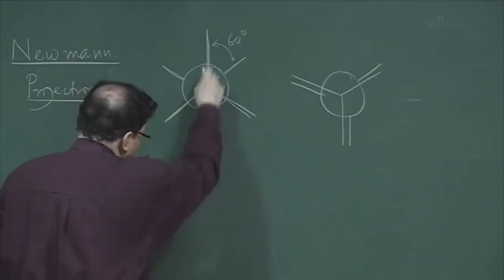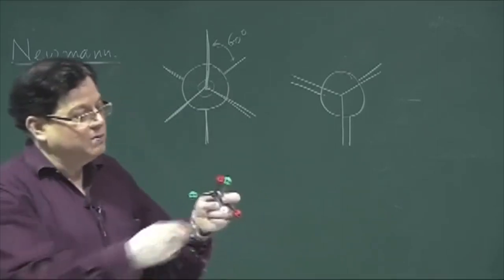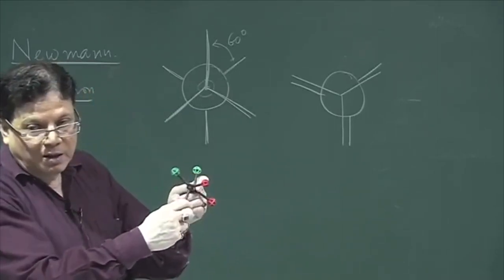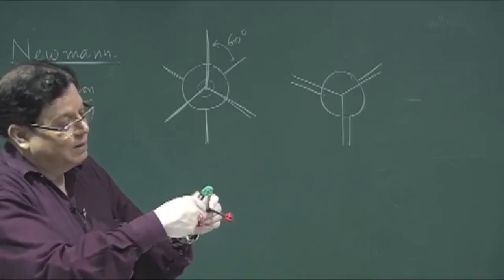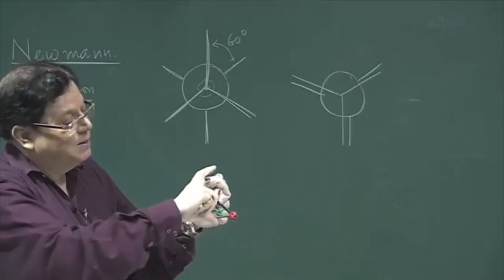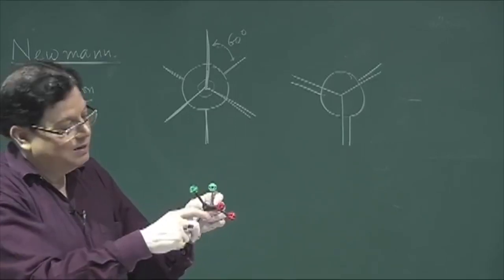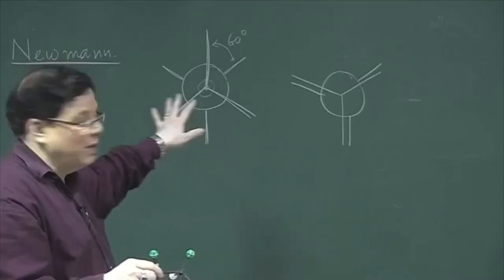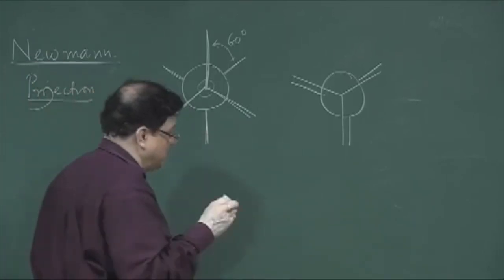Now this type of conformation, again I repeat, conformation is basically the innumerable forms that you get by rotation around carbon-carbon single bonds. Okay. So here we have drawn only two extreme conformations. We will come back to the conformation concept later on.